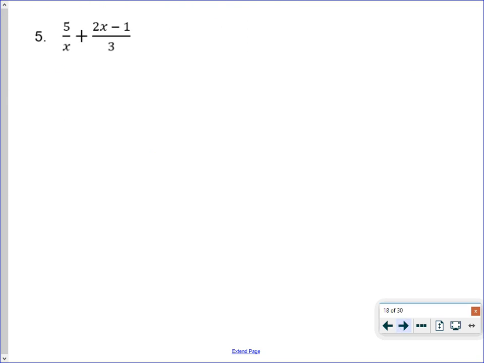So if we look at number 5, I'm going to go ahead and rewrite it. 5 over x plus 2x minus 1 over 3. We're going to compare the denominators of each expression, and we're going to see what it's missing. With 5 over x, it doesn't have a 3 in the denominator like the other expression has, right? 2x minus 1 over 3 has a 3 in the denominator, but 5 over x doesn't have that 3. So that means we need to multiply the 5 over x with 3 over 3. It's missing a 3 in the denominator, so we're going to put it in there.